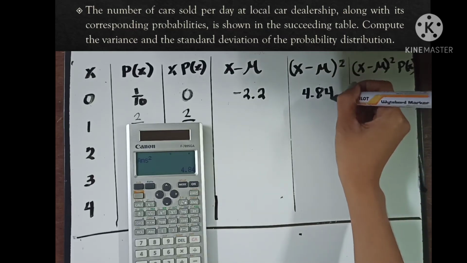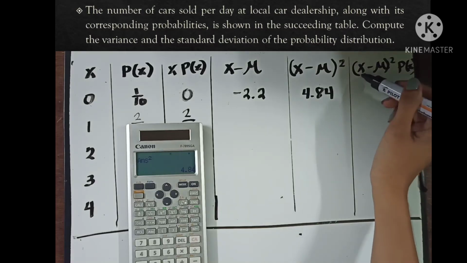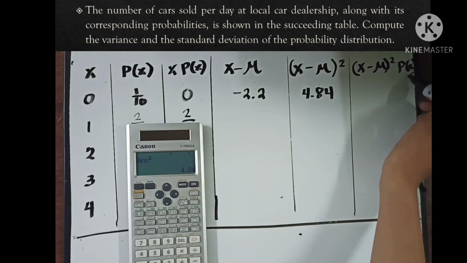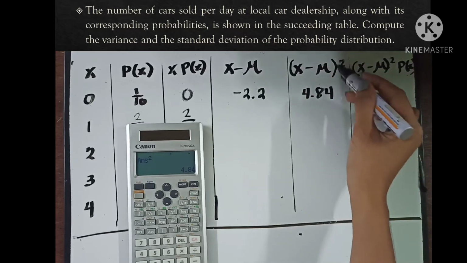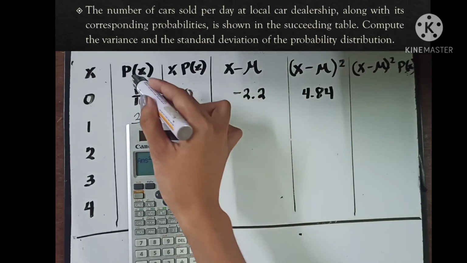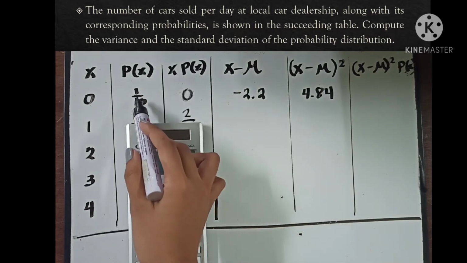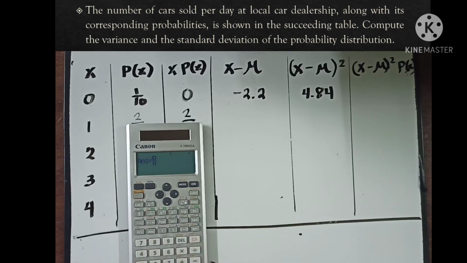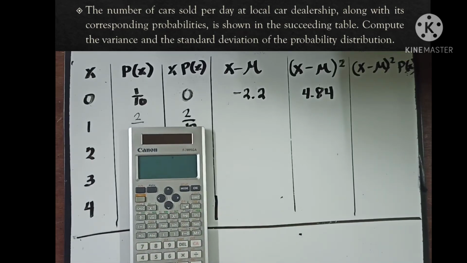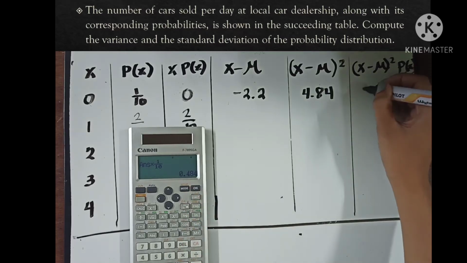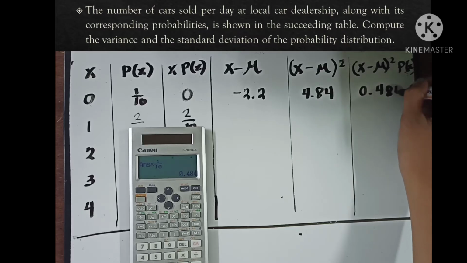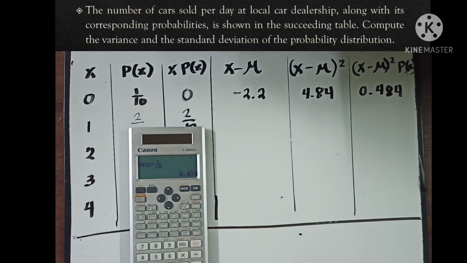So, the answer is, ayan, so decimal tayo ha, 4.84. Okay? So, next, etong x minus mu squared, imumultiply mo kay p of x or yung probability. Okay? So, etong 4.84, so answer ulit, multiply by yung probability natin, which is 1 over 10, and the answer is 0.484. Okay.